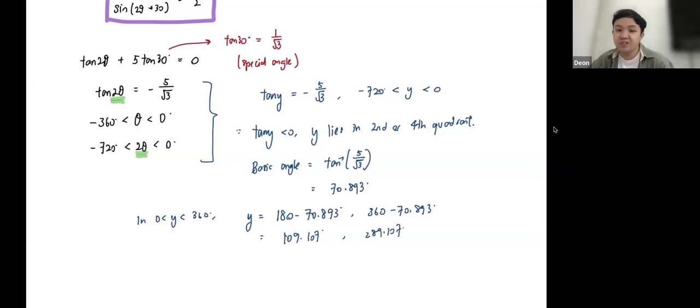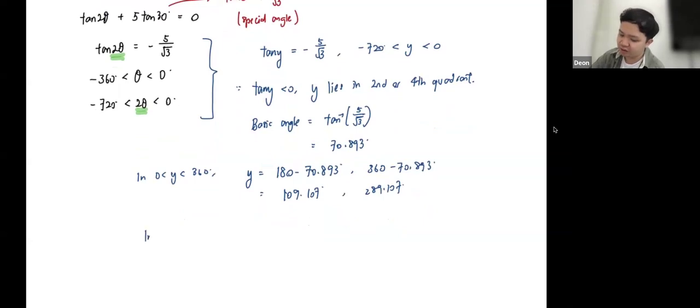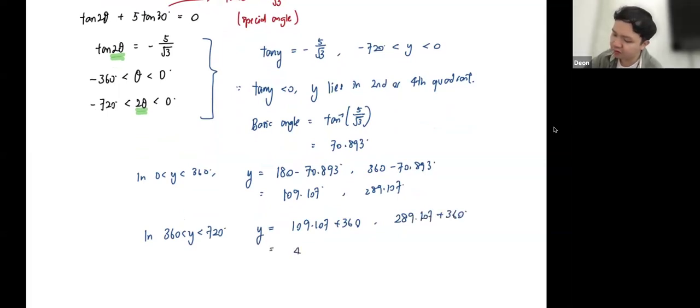Okay, so this is in the first circle. Then we talk about the second circle. So in the second circle, y is 109.107 plus 360, 289.107 plus 360, so it's 469.107. Oh no! Sorry, I'm not even supposed to consider the circle before. I'm supposed to consider the circle after. Okay, so this is my fault. Sorry.